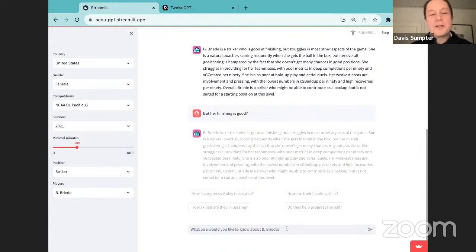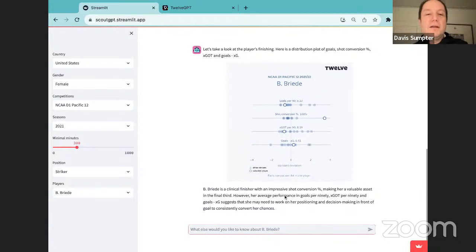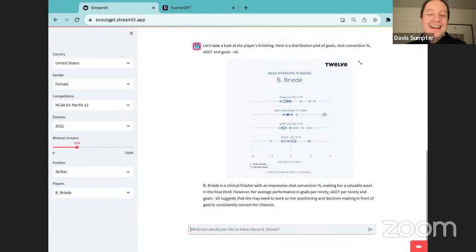When you pose a question like this, the way we've built the chat, it doesn't argue with you. It kind of provides more information, and its role really is to provide more information. She has a 100% shot conversion. That's why. So she hasn't shot that much. There's a small amount of data on which to build that.